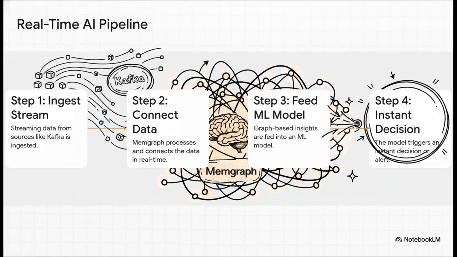You've got this constant flood of data streaming in from something like Kafka. Memgraph sits right in the middle, acting like a real-time brain. It takes that chaotic stream of information and instantly organizes it into a meaningful graph of connections. These connections, these patterns, we call them graph features, are then fed directly into a machine learning model. This gives the AI the context it needs to make a smart decision right now, based on the absolute latest information. Memgraph is that high-speed connective tissue.